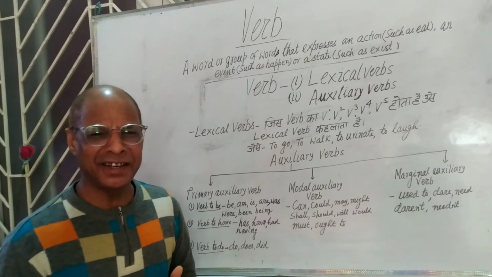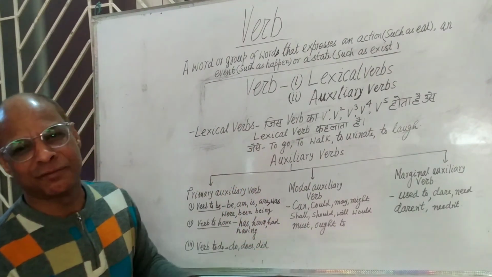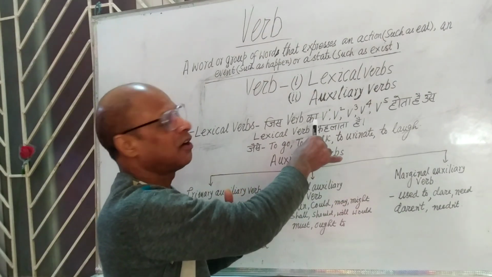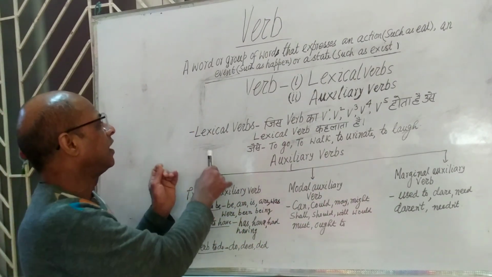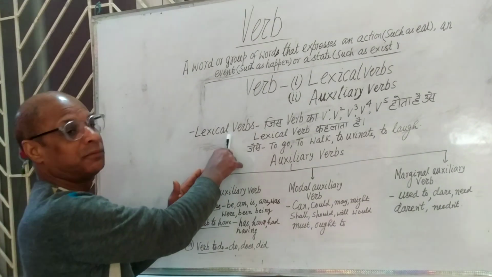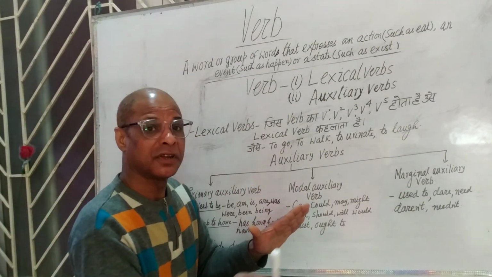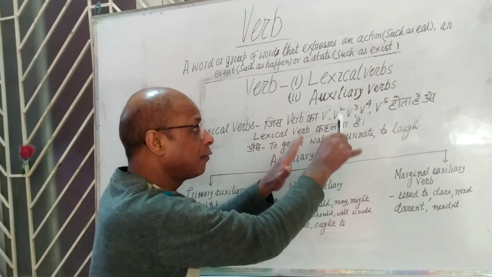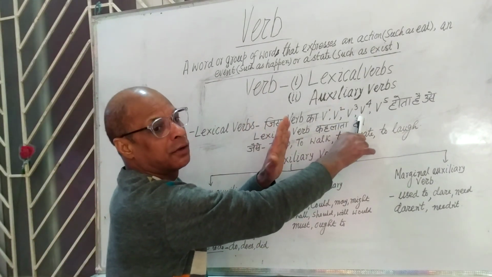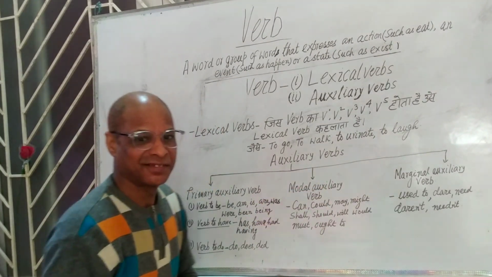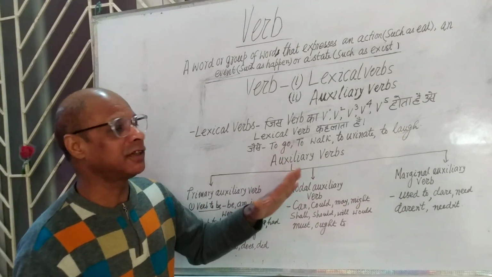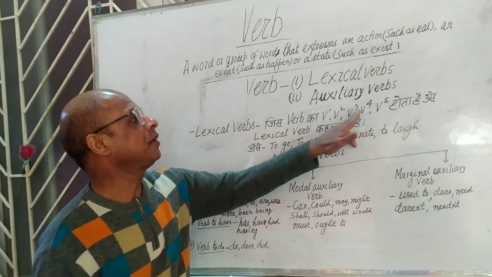Let's look at the kinds of verb. There are basically 2 kinds of verb. One is lexical verbs and the other is auxiliary verbs. Let's try to know the definition of lexical verbs. Which words in English grammar are classified as lexical verbs? Those verbs whose V1, V2, V3, V4, V5 forms can be formed, like go, went, gone, going, goes.